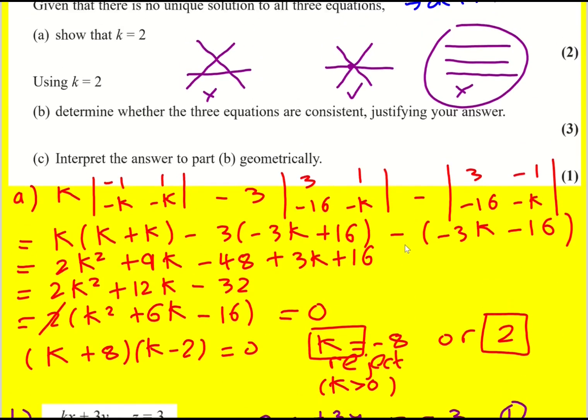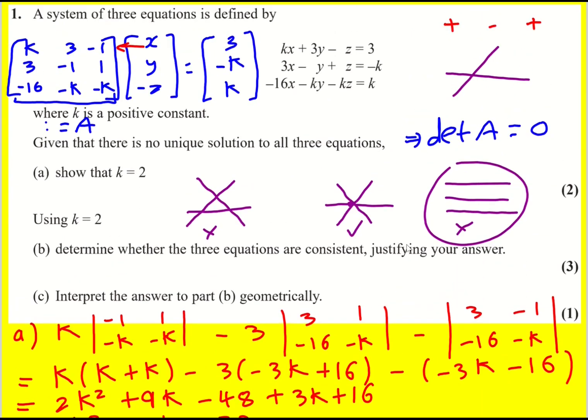Finally, we're asked to interpret the answer geometrically. Remember, they weren't multiples of one another, so we can rule out, for example, this one, or all the planes lying on top of one another. They're all different, and so it's going to be this one, which is known as a sheaf.